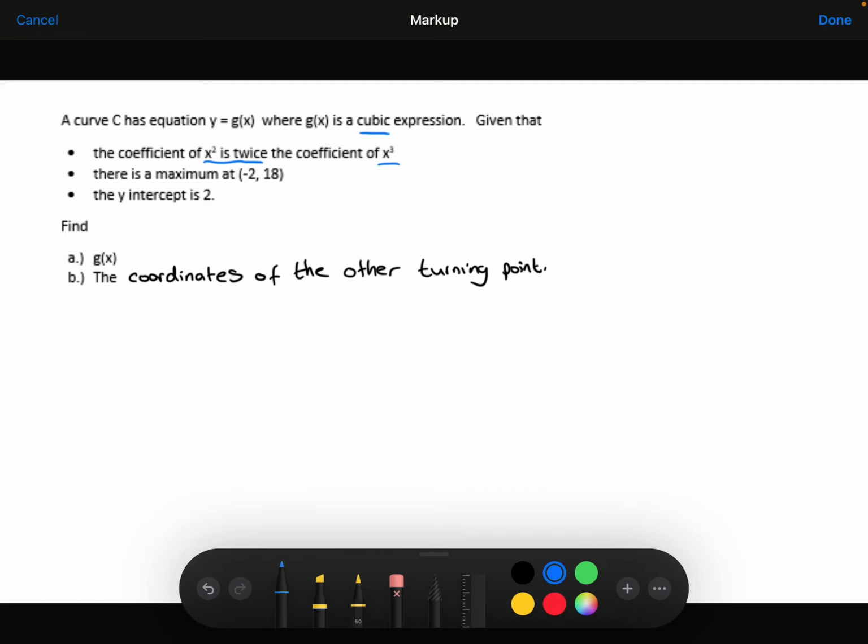So the fact it's a cubic expression is going to allow me to say that y equals something x cubed, I'll call it a for now, plus something x squared. Now I know that the coefficient of x squared is twice the coefficient of x cubed. So if the coefficient of x cubed is a, then the coefficient of x squared will be 2a. I don't know anything about the coefficient of x, so I'll just write bx for now. And the constant on the end, I could put plus c, but I do know that the y-intercept is 2. So I'm not going to put plus c, I'm going to put plus 2. I know the y-intercept is 2.